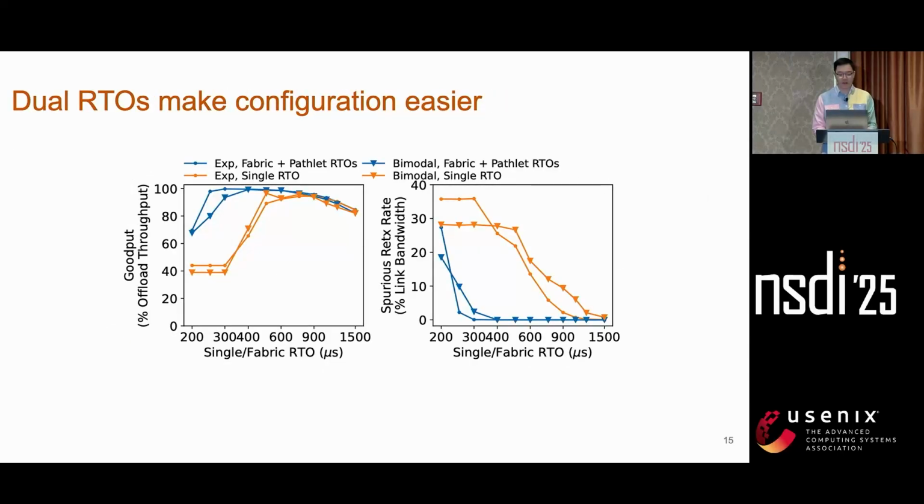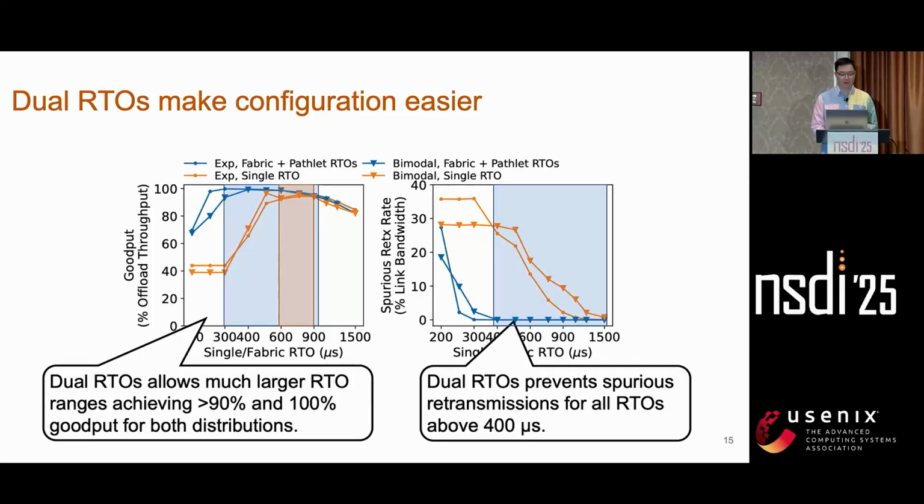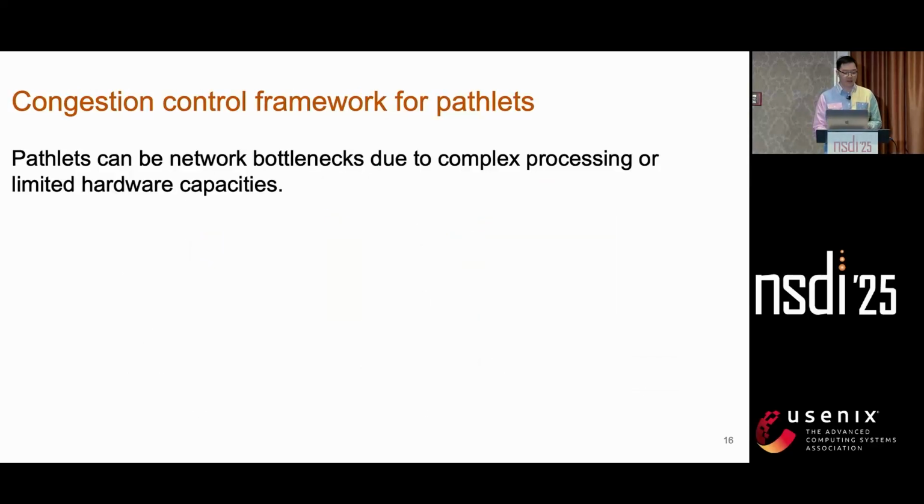Here's the result. We find that for both distributions, the dual RTO design can achieve a much larger range of fabric RTO selection where the goodput is near 100%. Also, on the right-hand side figure, you can see that for all fabric RTO selections above 400 microseconds, the dual RTO design incurs negligible spurious retransmissions, which prevents waste of link bandwidth. Next, we discuss congestion control.